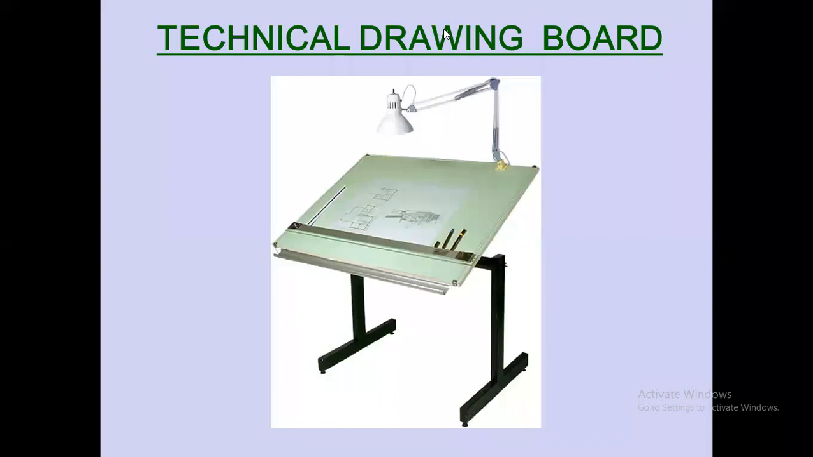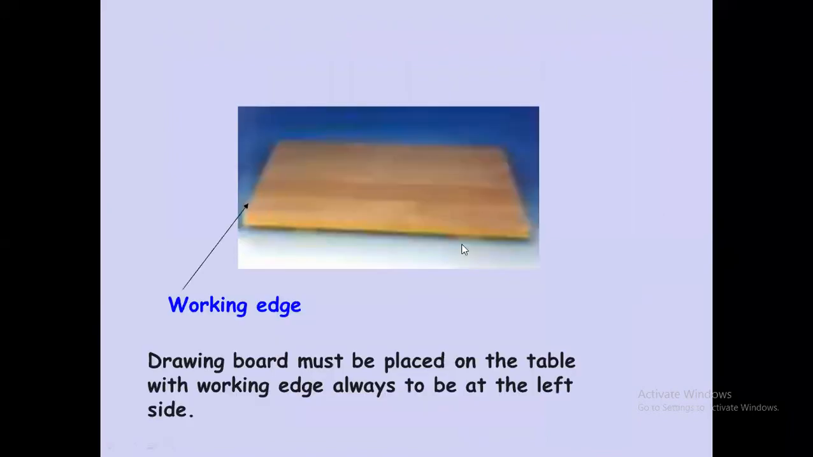Here it is just used to support the drawing sheet. So this board, it's the actual working board, right? This drawing board must be placed on the table with the working edge always on the left side. So this is the working edge.